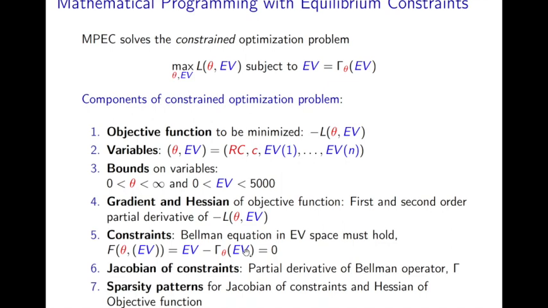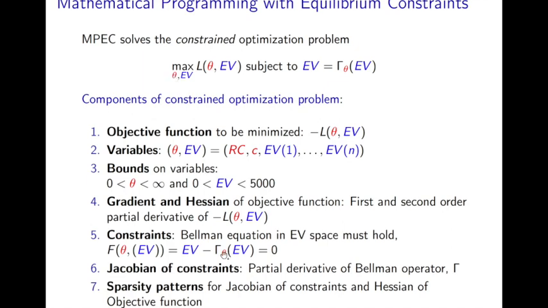Now, in order to solve constrained optimization problems, we usually use some basic version of Newton's algorithm or Newton-Raphson, where you need to supply gradients and maybe second-order derivatives. It is the same here. We need to supply that for the objective function, but we also need to include first-order derivatives of the constraints, and these are the partial derivatives of the Bellman operator with respect to both the expected values and the structural parameters. And remember, this one depends on both.